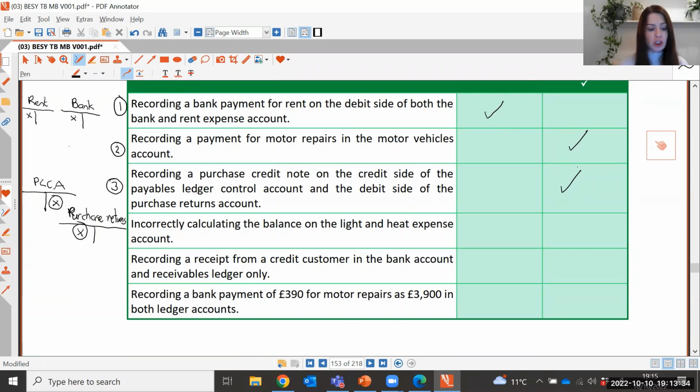So the purchase ledger control account, remember, is a liability account. Therefore, to increase the liability, we credit the account. To decrease the liability, we would debit the account. It's a purchase return, so that would reduce the liability. So we should have debited the purchase ledger control account and credited the purchase returns account, which is an income account. But because there's been an equal entry, it wouldn't actually affect the trial balance.